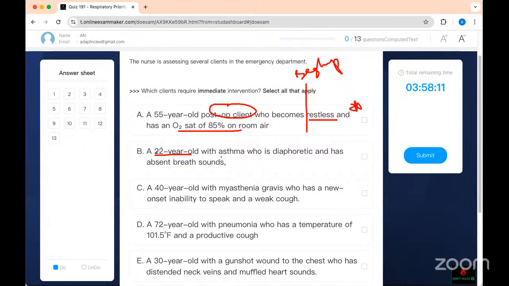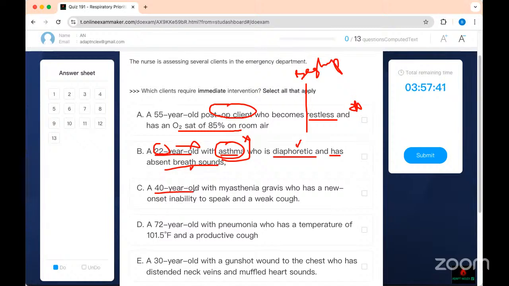A 22-year-old asthma patient. That's the first portion of the case. And so what? Just because he has asthma does not mean anything. But what is the modifier? He's diaphoretic and has absent breath sounds. Do you think this is normal? Do you think this is expected? Do you think an asthma patient is going to be diaphoretic and have absent breath sounds? If it's so, then ignore it.